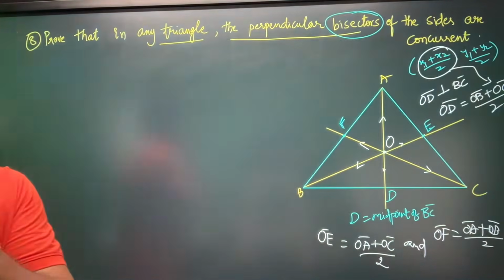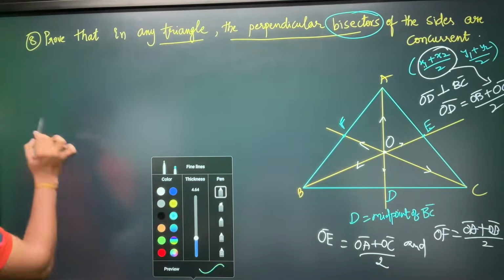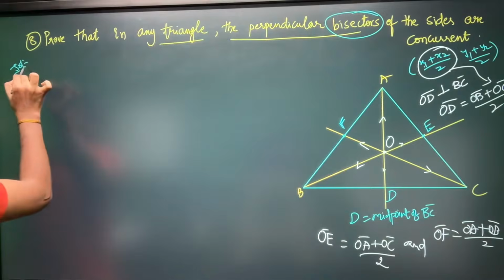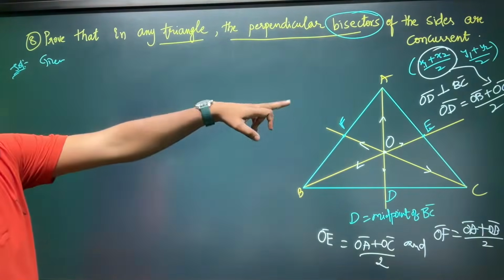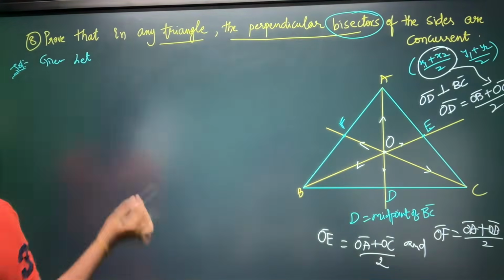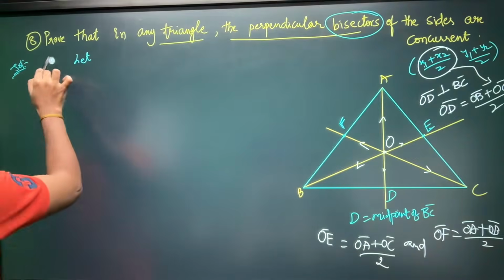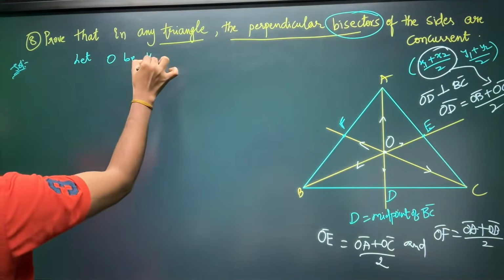Okay, clear? So now I'm going to start this problem. So it is a very easy problem. So given in triangle ABC, ma, ABC are the vertices of a triangle. Let O be the orthocenter. Okay, so let O be the orthocenter.